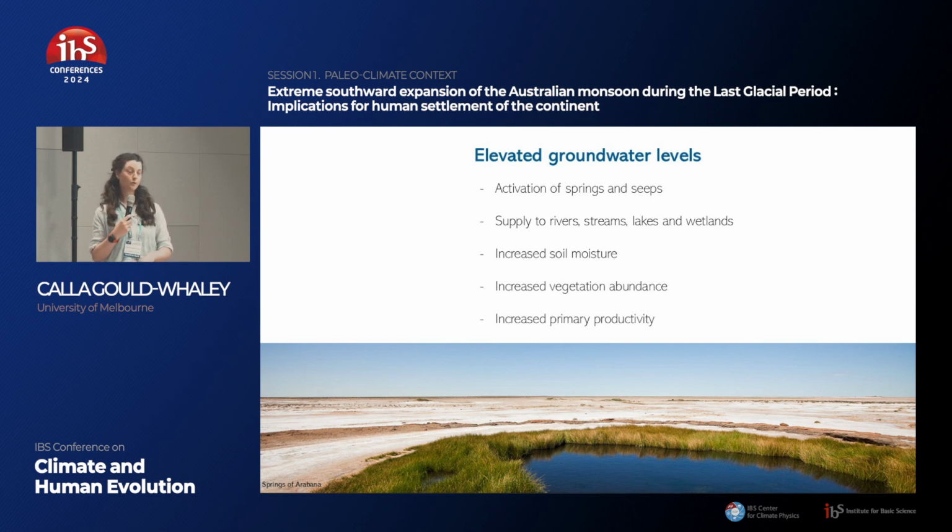So what does elevated groundwater levels mean? Well, because we're really interested in groundwater, we think that it essentially translates to landscape transformation. So groundwater, being comparatively protected from evaporation, can supply perennial water resources, activations of springs and seeps, increased soil moisture, leading to increased vegetation abundance and increased primary productivity. So we think it's potentially pretty important, and we could have massive landscape change as a result of this influx of tropical moisture triggering groundwater recharge.